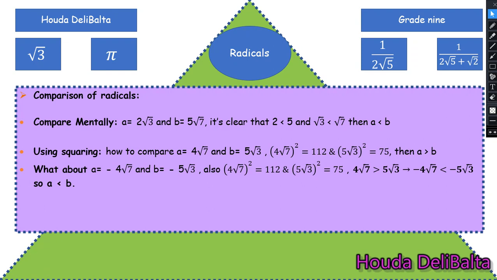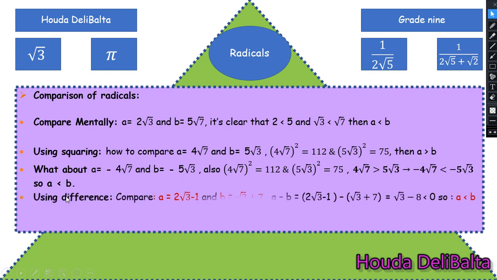What about negative numbers? How to compare negative numbers? If A is minus 4 radical 7 and B is minus 5 radical 3, all we do is compare the positive numbers alone. Thus we will get 112 for 4 radical 7 squared and 75 for 5 radical 3 squared. Now, using logic again, when 4 radical 7 is greater than 5 radical 3, then surely minus 4 radical 7 is less than minus 5 radical 3, as we used to do with negative numbers, and thus A is going to be less than B.